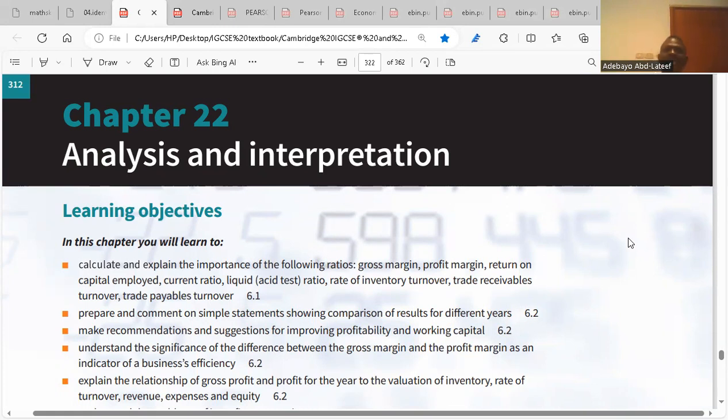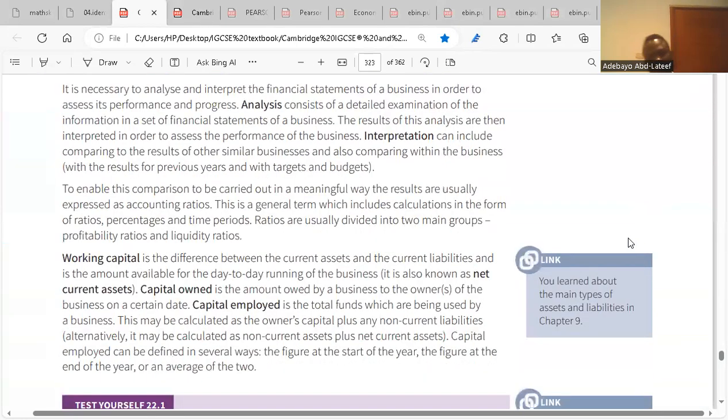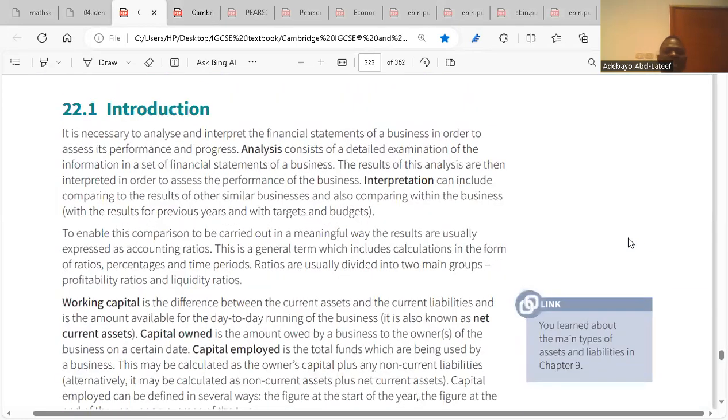And when you're talking about this analysis, you're going to analyze the profit and the return on capital. So let's see what they wrote here. Introduction. It is necessary to analyze and interpret the financial statement of a business in order to assess its performance and progress, like I said. So analysis consists of detailed examination of the information in a set of financial statements of a business. So you get detailed information about your financial statement.